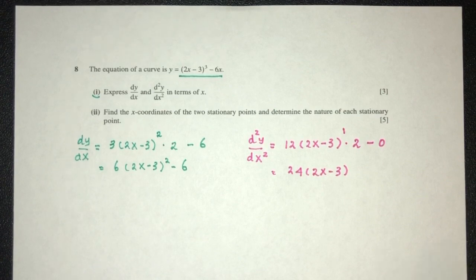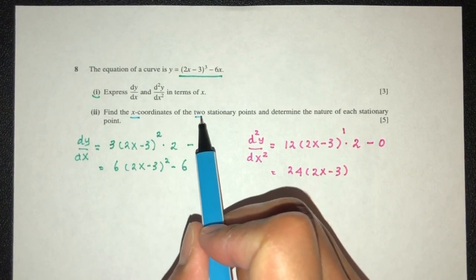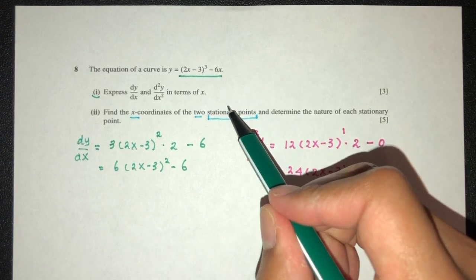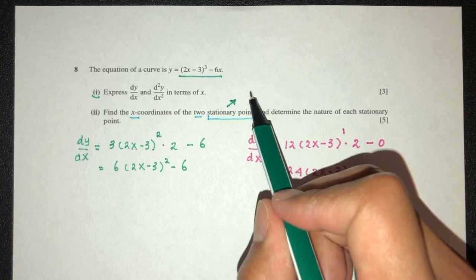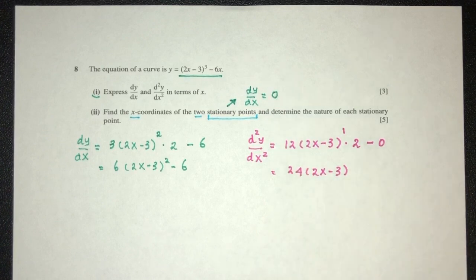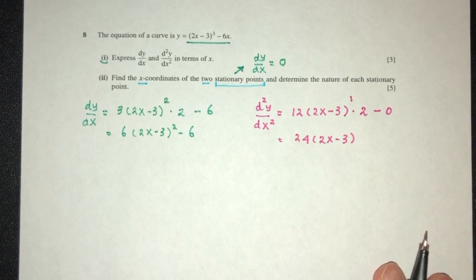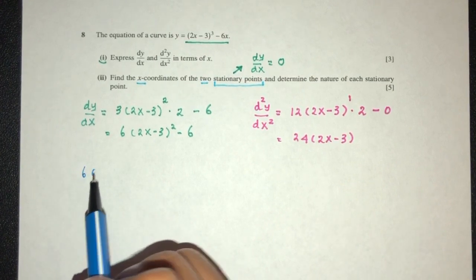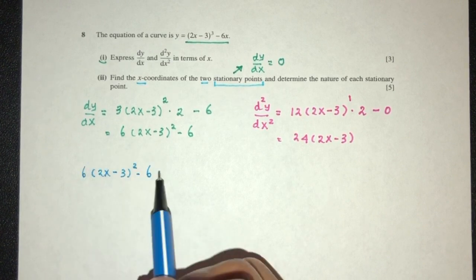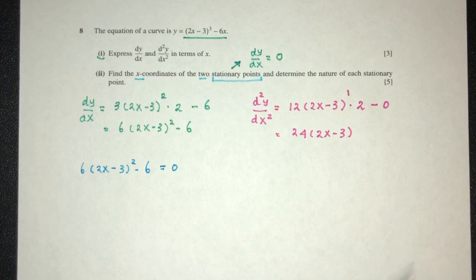Now for part 2, we have to find the x value of the two stationary points. Now we have to know something, that at the stationary points, dy by dx has to be 0. That's something we kind of have to know at the back of our mind. Whenever we hear stationary points, we have to think about dy by dx being equal to 0. So let's find those. We have 6(2x - 3)^2 - 6. This is dy by dx. Equate that to 0.